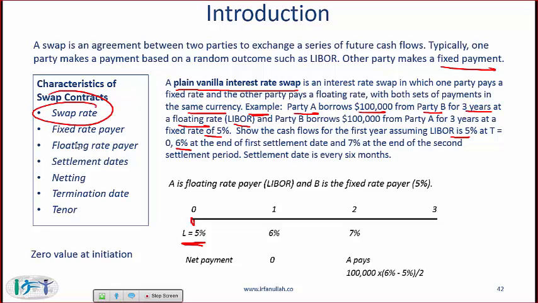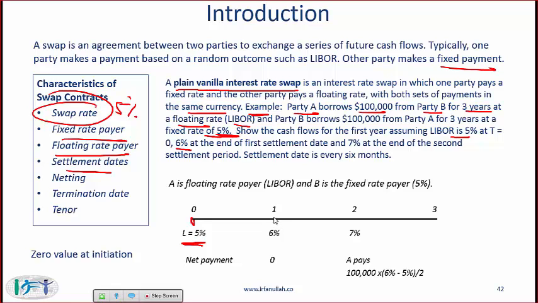The swap rate is the rate paid by the fixed rate payer. In our example, the swap rate is 5% because the fixed rate payer is paying 5%. Obviously, the party paying the fixed rate is called the fixed rate payer. The other party, which is paying LIBOR, is called the floating rate payer. The settlement dates in this example are every 6 months. Settlement date is where you figure out who owes whom how much, and then a payment is made.